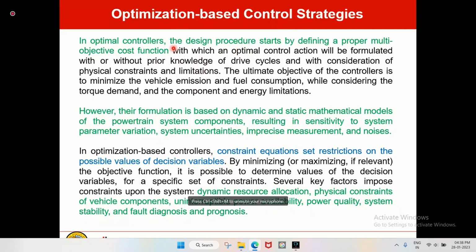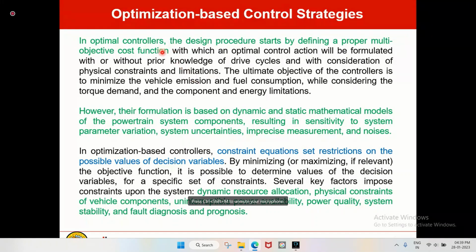So basically what we do is we treat this as an optimization problem, right? And typically when we talk of optimization problem, we talk of a function, right? So what the idea here is, we want to minimize the vehicle emission and fuel consumption, while considering the torque demand and component and energy limitations. So point is, we will have to devise the multi-objective cost function. At the heart of optimization problem is devising the formulation, that is the multi-objective cost function, along with constraints, right?